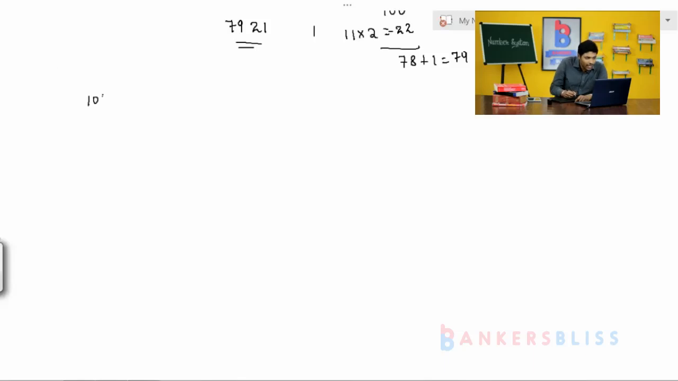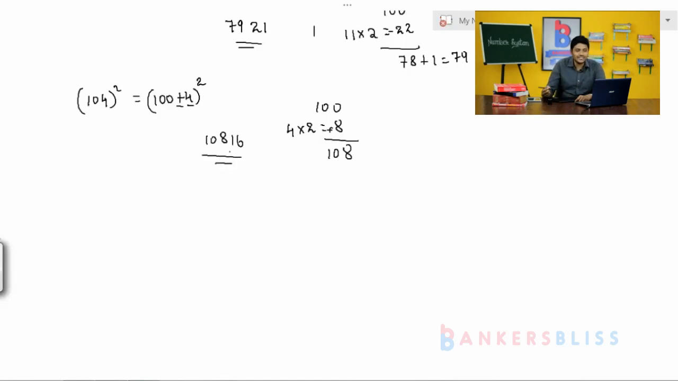Okay, let me take one more number. I have to calculate 104 square. How to calculate? 100 plus 4 whole square, because 104 is very near to 100. Now, 4 square is 16. Next you multiply 2 to the 4, that is 8. Then 100 plus 8 is 108. So the answer is 10816. If you have plus in the middle, you have to add. If you have minus in the middle, you have to subtract.